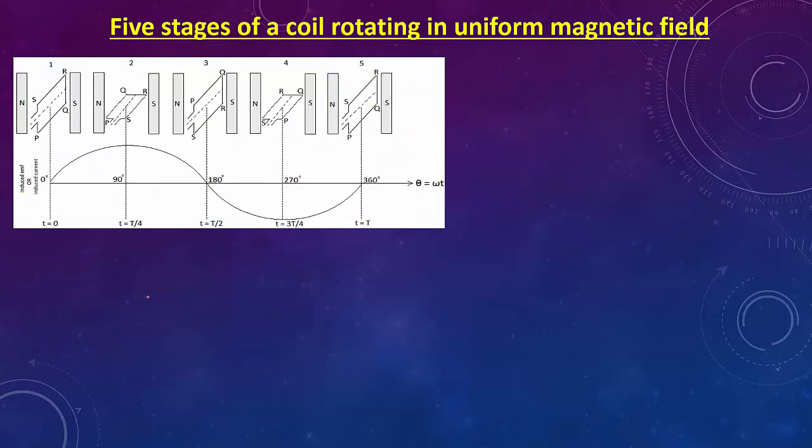Now observe here, I am going to write the equation. The first equation I am going to take. When the plane surface is perpendicular to the magnetic field, then theta equal to 0 degree. 0 degree means what? The plane surface is perpendicular to magnetic field. When it is perpendicular to magnetic field, theta equal to 0 degree.